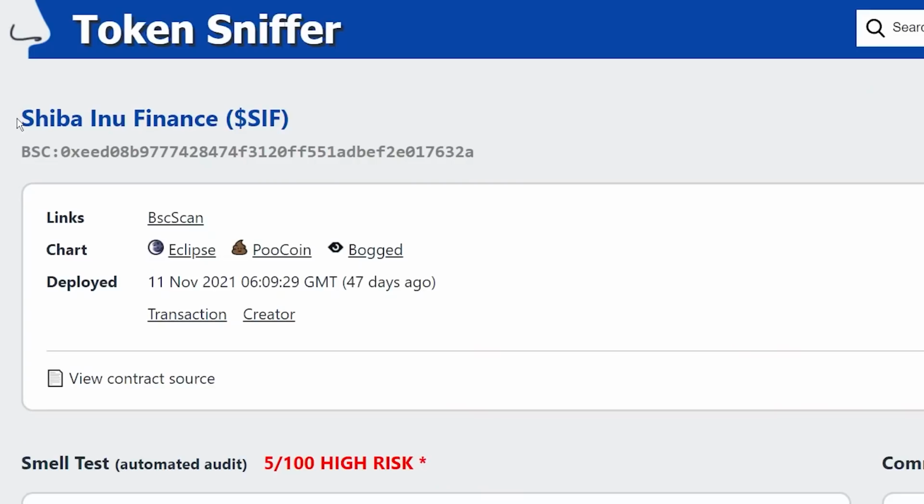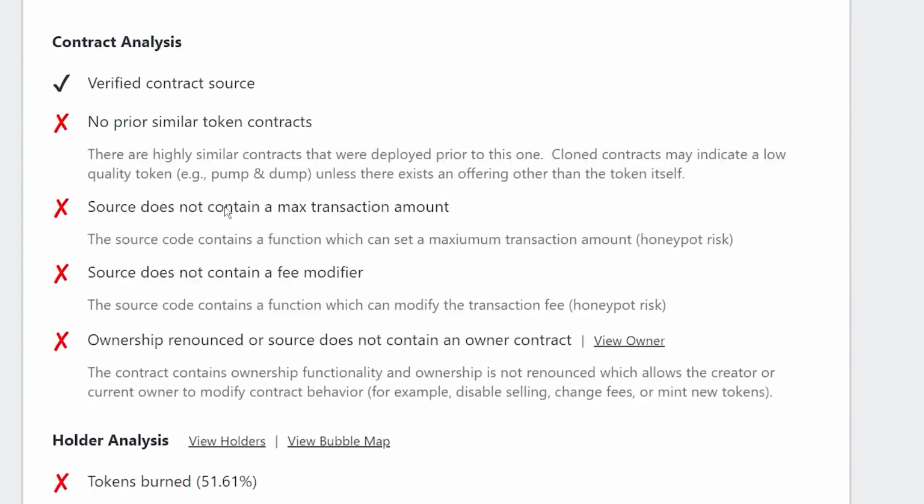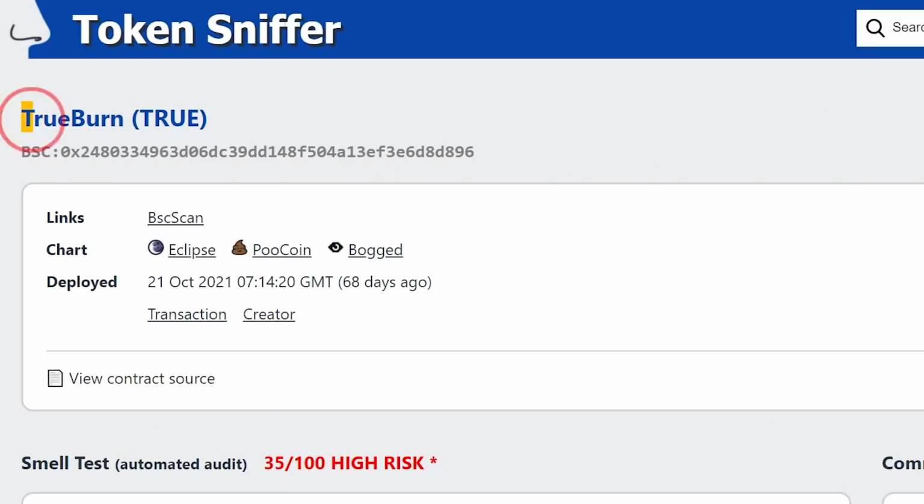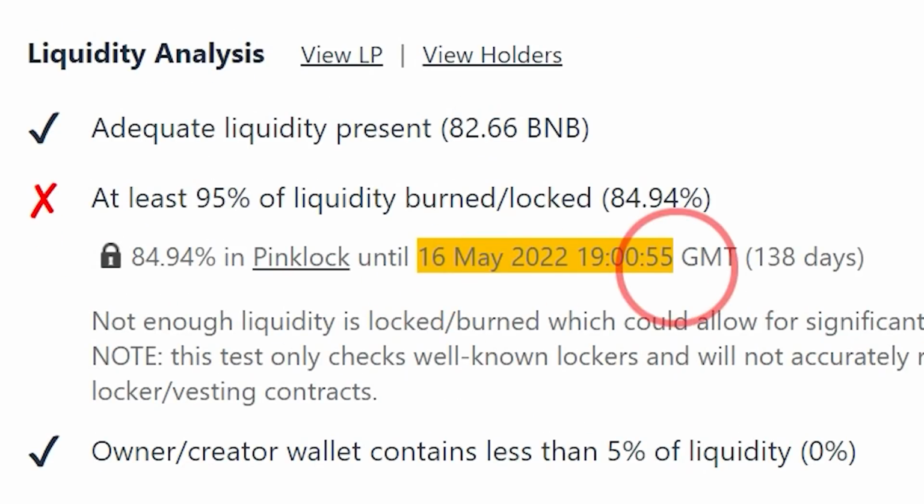You can use the Token Sniffer website that I showed you just now. This Shiba Inu finance liquidity will be unlocked very soon. Same for this True Burn, the liquidity will be unlocked very soon. So that was liquidity. The longer the liquidity is locked, and the more liquidity it has, the lesser the chance a rug pull will happen. So those were a few ways that you can check whether a crypto is a scam or not.